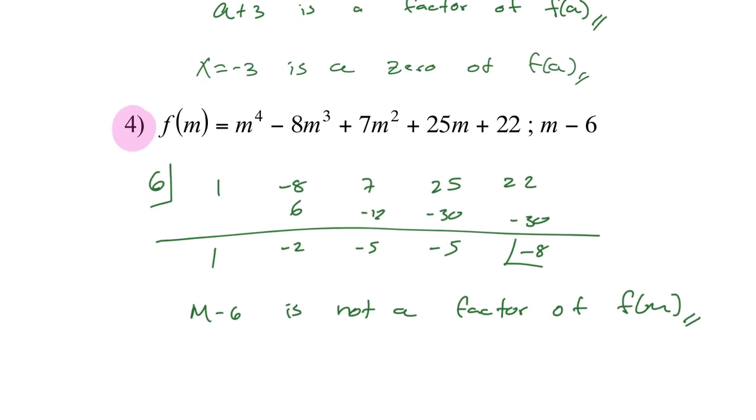The next one, number 4, again, standard form. I'm not missing any term, and I'm doing my synthetic division. At the end, you should have negative 8. So that means that m minus 6 is not a factor of f of m.